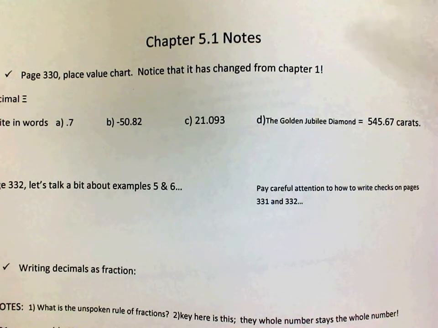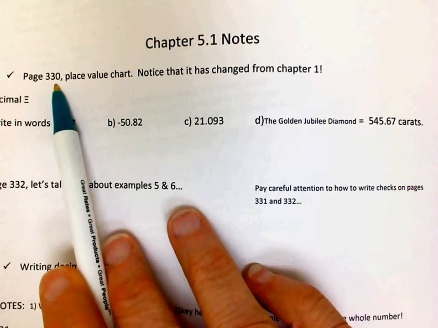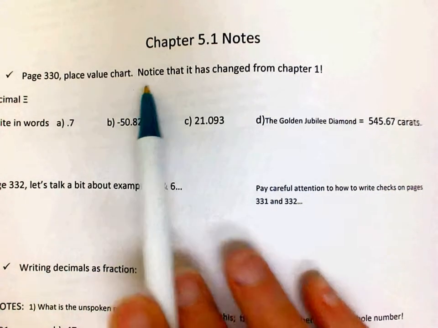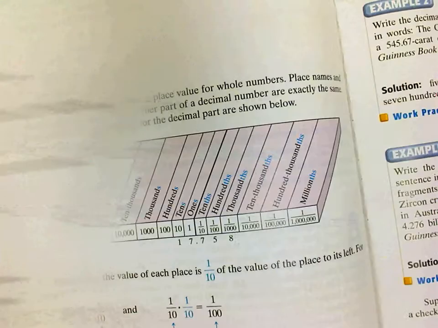Hello. We're starting chapter 5.1 notes. Look on page 330 and you'll see a place value chart. Notice how it has changed since chapter 1. So here we go.